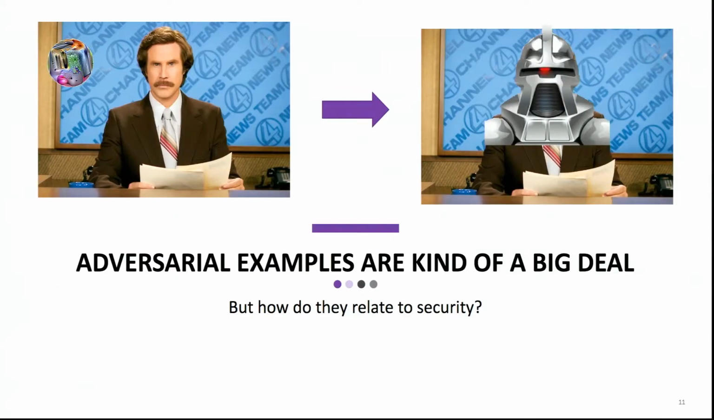So I said all this, adversarial examples are kind of a big deal, and I apologize, it's a really bad pun. Because Will Ferrell is a big deal, Anchorman. Looks like a Cylon now.